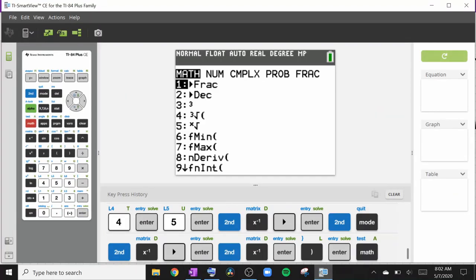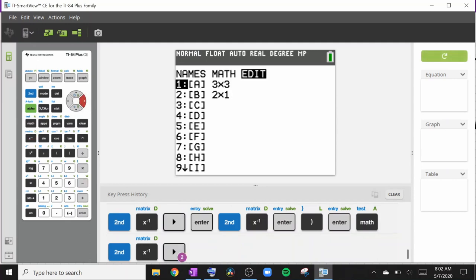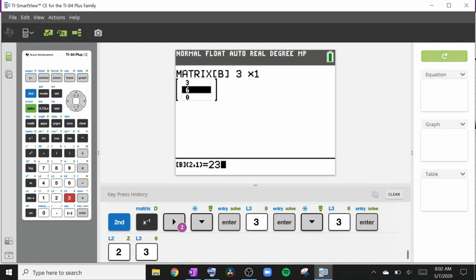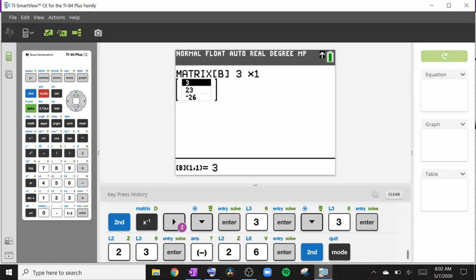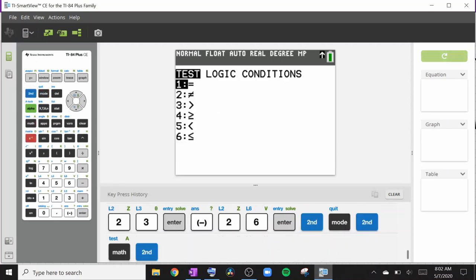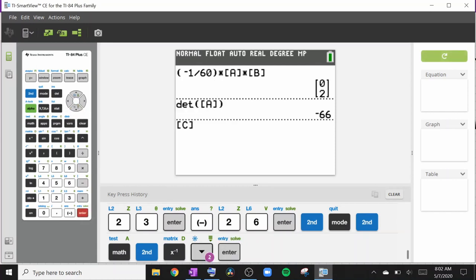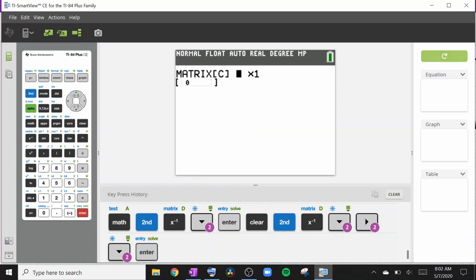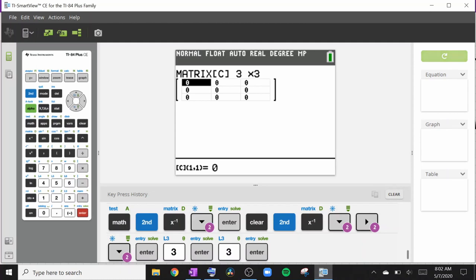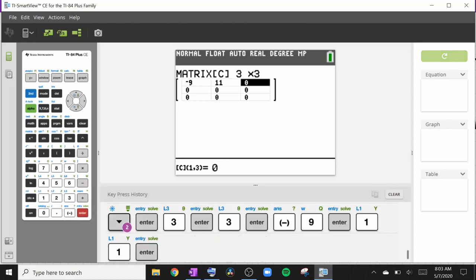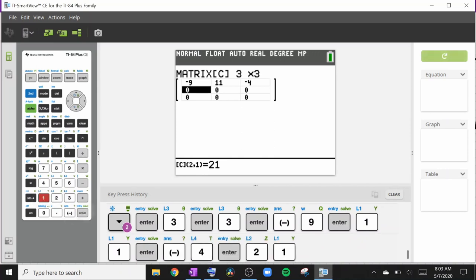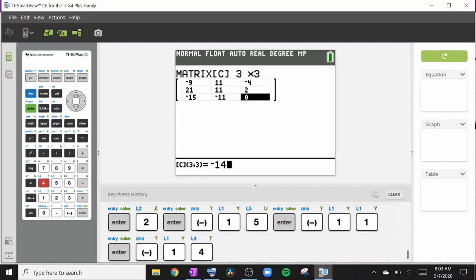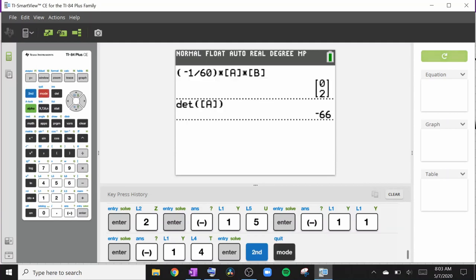So what we need to do here is, let's go to the matrix. I'm going to plug in our 3 by 1 here for B. So it's 3 by 1 now. So 3, 23, -26. Okay, and now let's go back and plug in our new matrix here for C, because we're not using the original A, we're using that transformed one. So for C, we go to edit. Okay, 3 by 3. So this is -9, 11, -4, 21, 11, 2, -15, -11, -14.